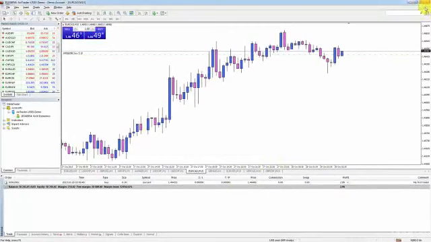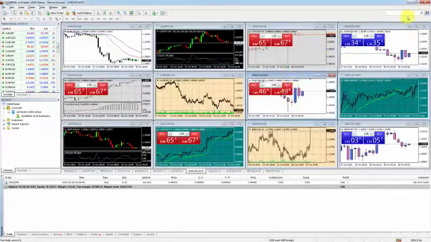Let's open a couple more. Getting carried away with this one. All right, let's make that window smaller. Okay, so let's say I want to, so we've got euro, US dollar, Japanese yen. What else do we have? Let's say I want to trade a different currency.